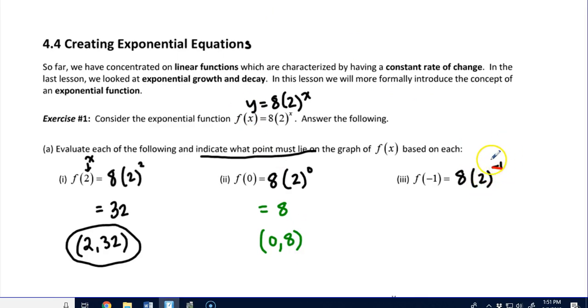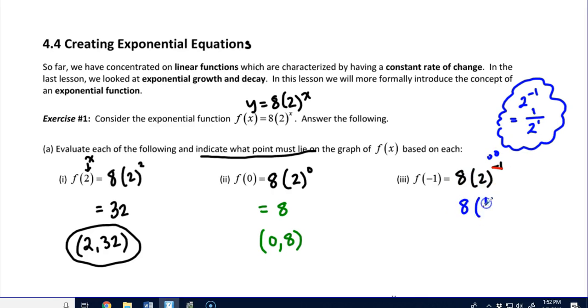Something to the negative 1, let's just do a little think bubble here. So 2 to the negative 1 means 1 over 2 to the positive 1. Okay, a negative exponent means the base appears in the denominator with a positive exponent. So I'll just show the work here. 8 times half is what it means. We know that half of 8 is 4. So we've got the point (negative 1, 4).